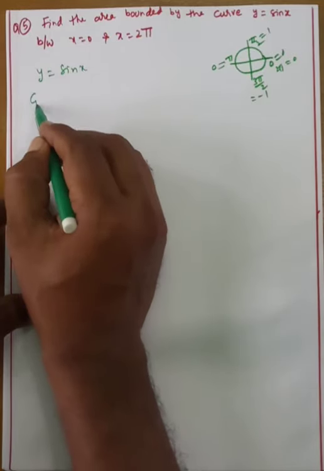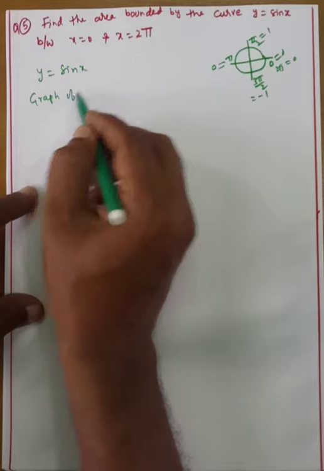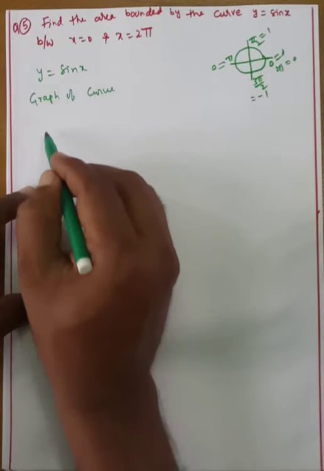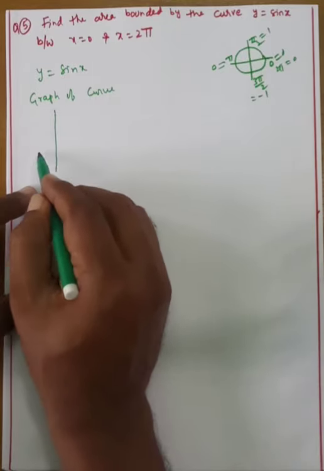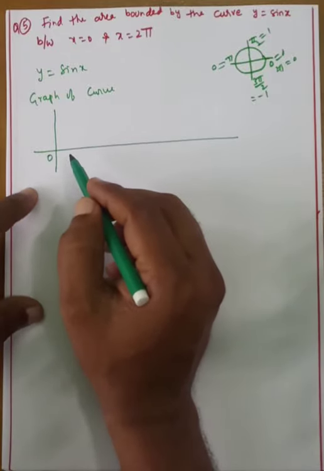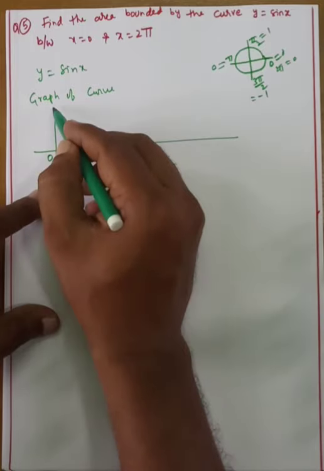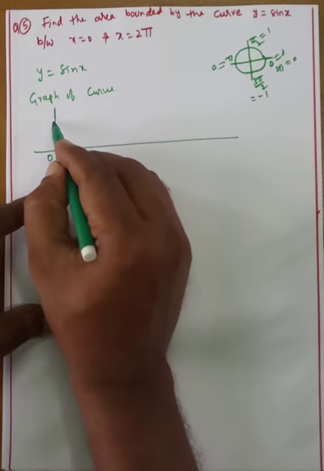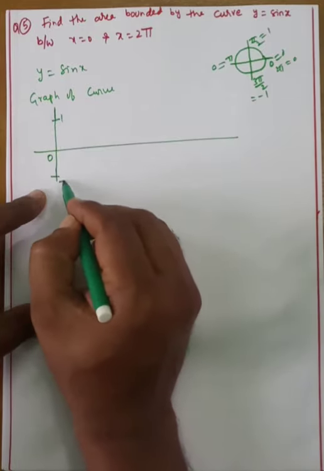What is the graph of the curve? By using the graph we will easily find out the area. Now this is the x-axis, where the radian values are taken, and the numerical values, the algebraic values, are on the y-axis. This is plus 1, suppose, and this is minus 1.